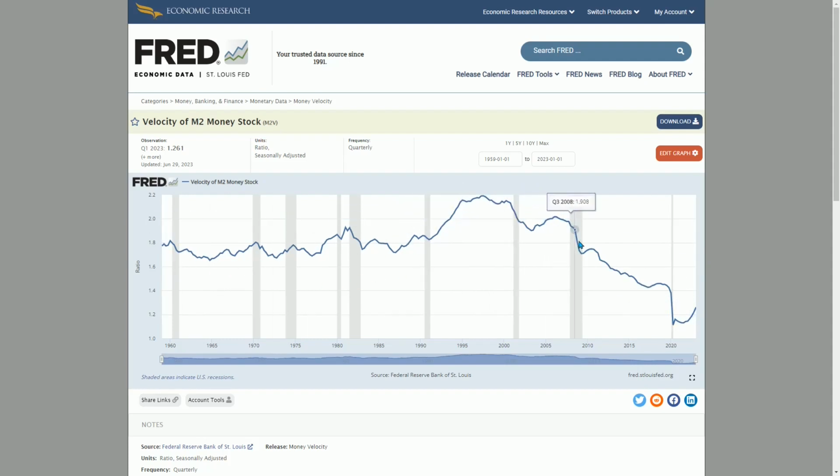for those interested in monetary economics and the ratio between productive output as measured by GDP and M2 liquid money in the economy.